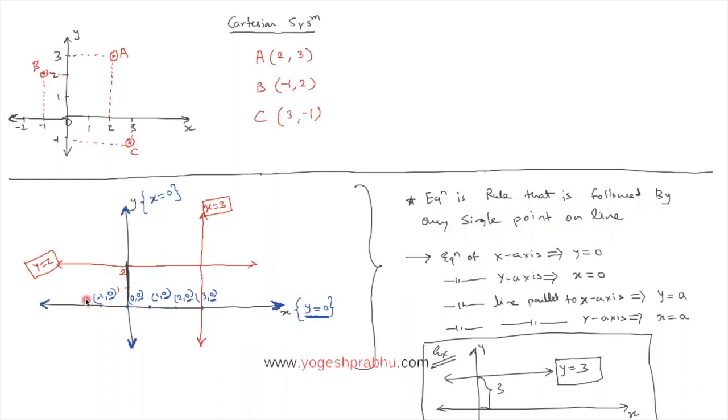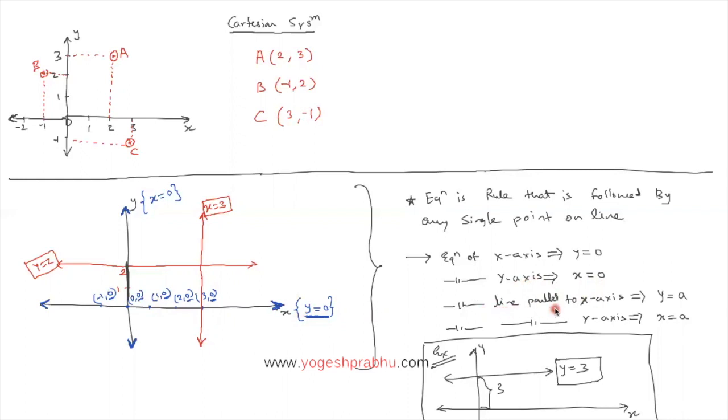Anyways, so the equation of the x-axis is y equal to 0. Tell me why. Because wherever you see -1, 0, 1, 2, 3 on the x-axis, everywhere the value of y is 0. Correct. That's why we say the equation of the x-axis is y equal to 0. The equation of the y-axis is x equal to 0, for the same reason.